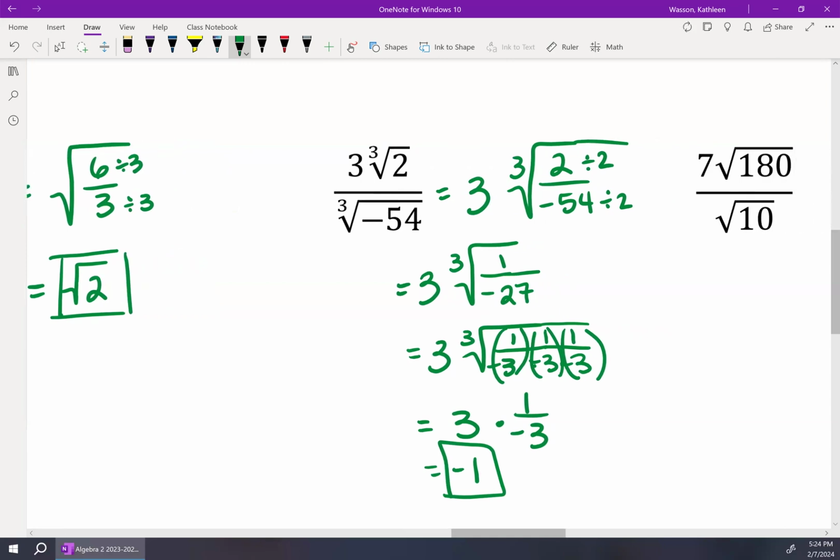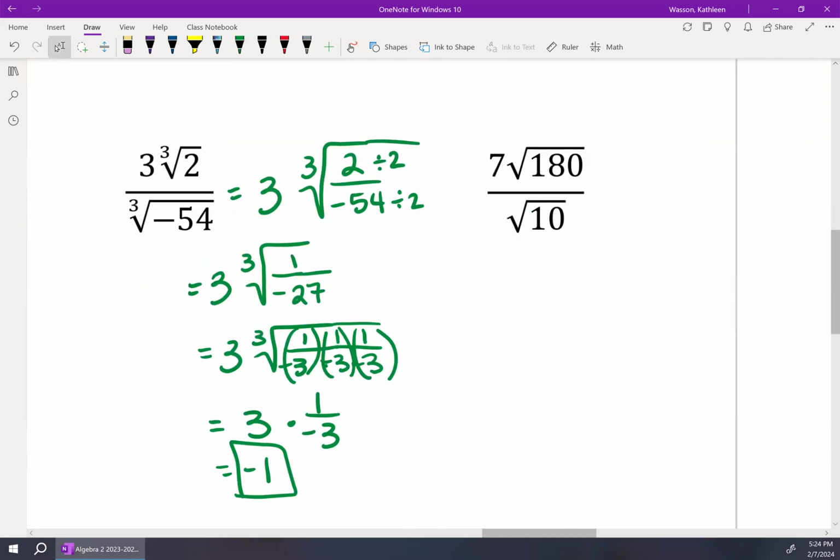This last example, 7 square root 180 divided by square root 10. This is 7 times square root 180 divided by 10. So when you divide by 10, you just take the 0 off. This can be written as 7 square root 18. I divide this by 10, and I divide this by 10.